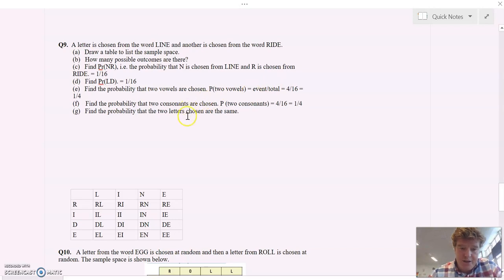Find the probability that the 2 letters chosen are the same. Probability of the same. Both letters being the same. It doesn't happen in the R line. It happens on the II line here. It doesn't happen here, but it happens in EE. So it happens twice out of the 16 combinations, which is the same as 1 divided by 8.